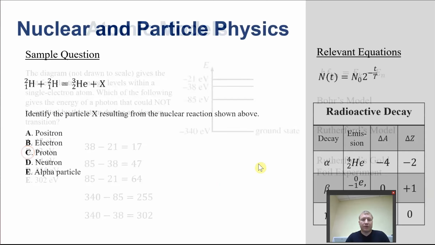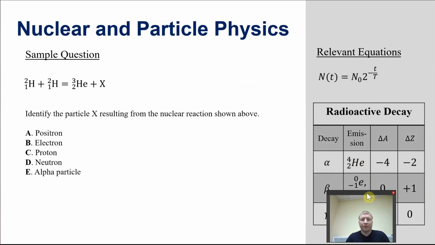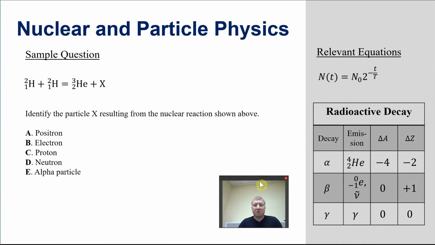Alright, let's proceed to the next question. So nuclear and particle physics, I would say relevant equations here are just the radioactive decay equation, and you should know three types of decay: alpha, beta, and gamma. So you should know that in alpha you emit a helium nucleus, beta decay means you emit an electron and an antineutrino, and gamma just emits a gamma quantum, so there is no change in mass number or charge number.